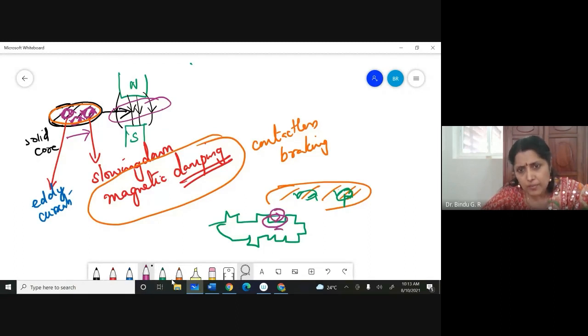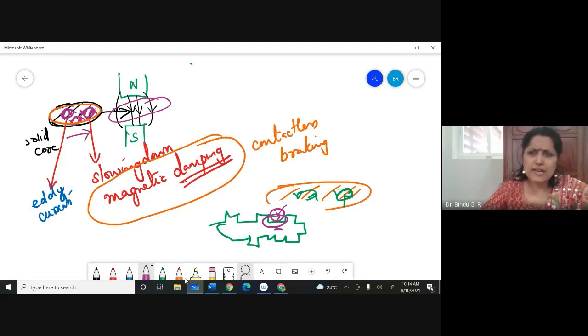So this is not possible because there is air there. So the circuit through which the eddy current flows will be reduced, which means the eddy current as such will be reduced, and the eddy current heating losses also get reduced.